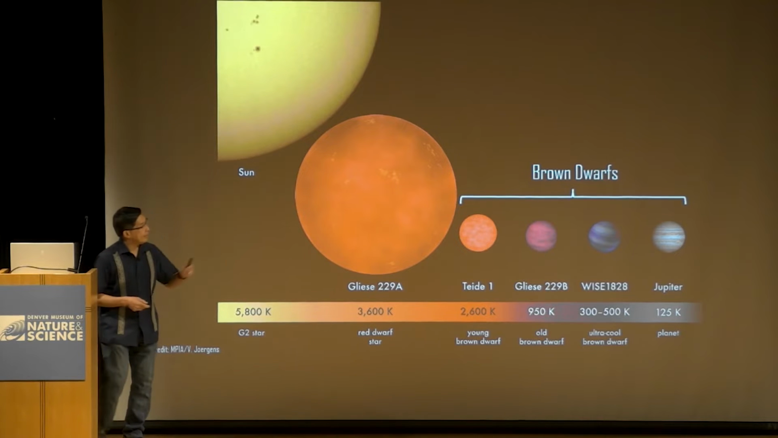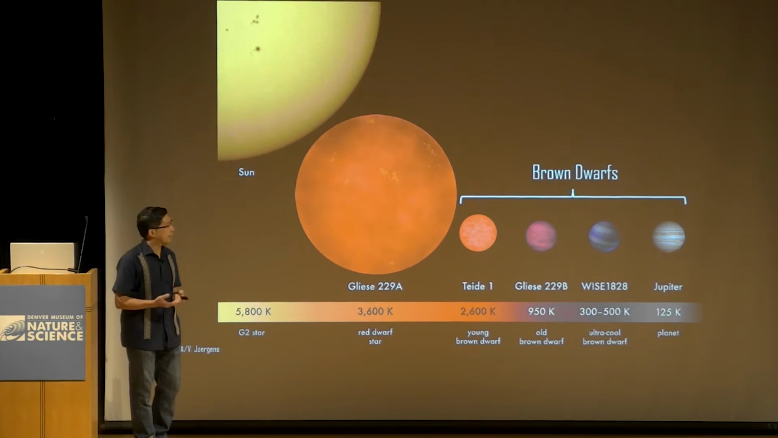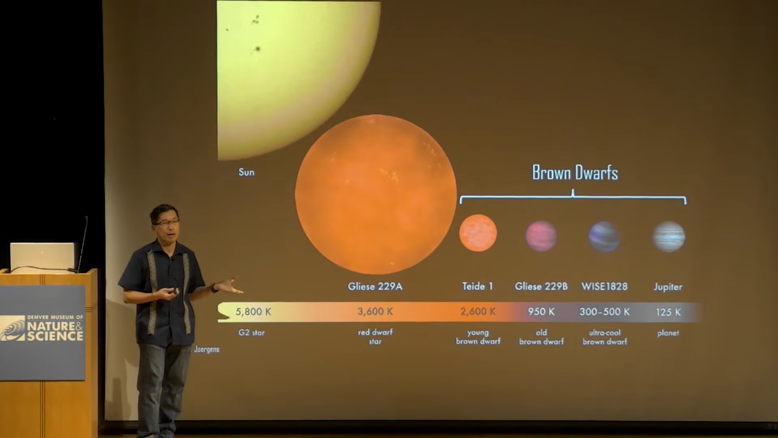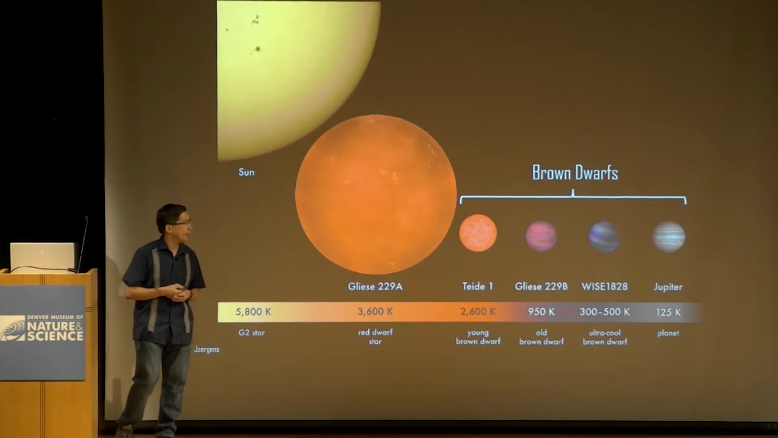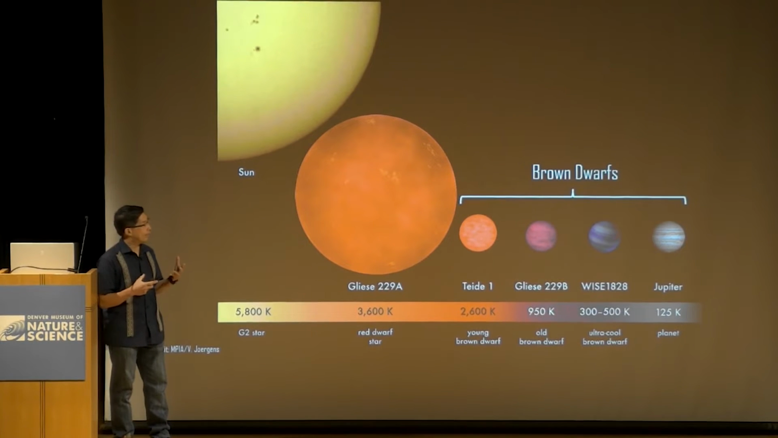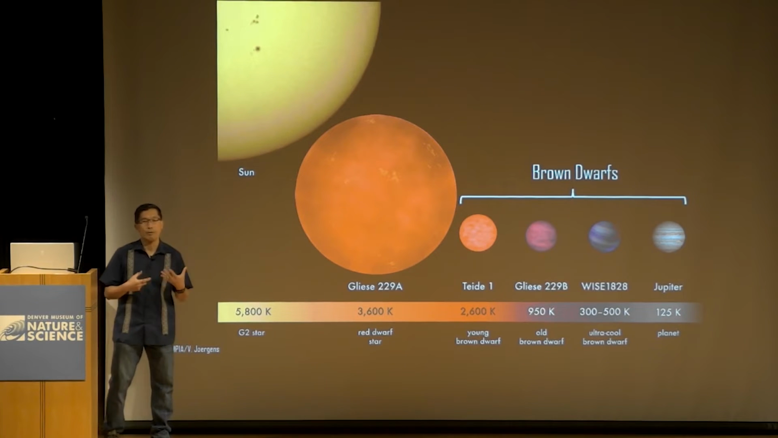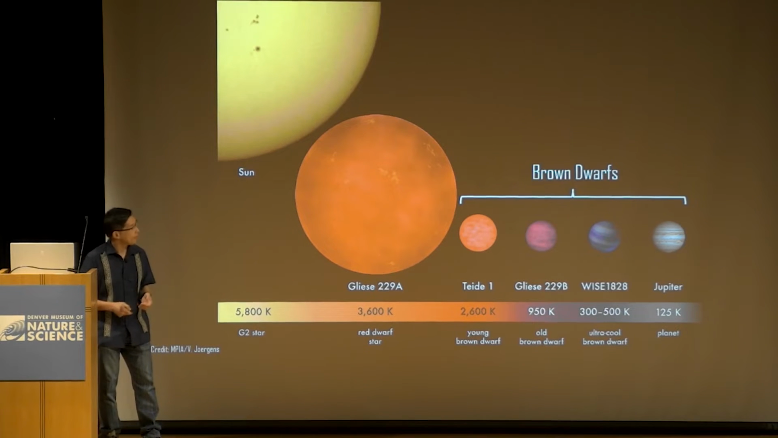And then finally, the difference between planets and brown dwarfs is that planets do not have deuterium fusion or deuterium burning, just because they're too small for the centers of planets to be hot enough and dense enough for deuterium burning to occur.